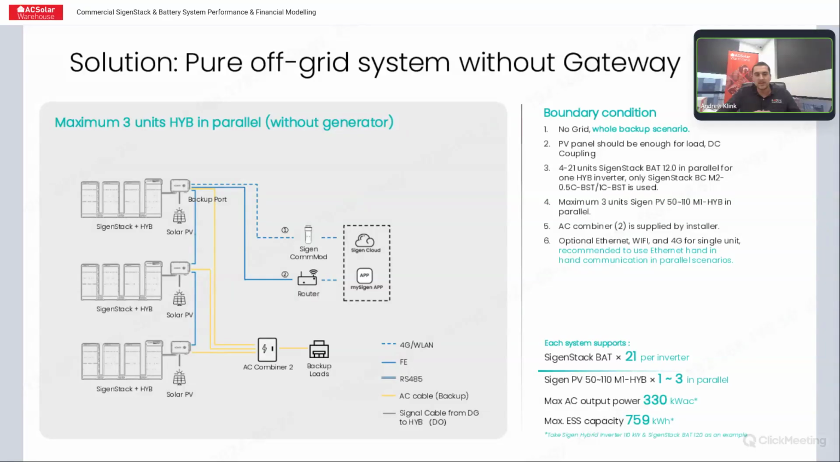Obviously, with this type of setup, you run the risk that if you don't have enough PV generation to power your loads and the batteries, eventually you'll run out of power. So I think the generator is always a good addition for an off-grid system like this, but it can be done in this configuration.